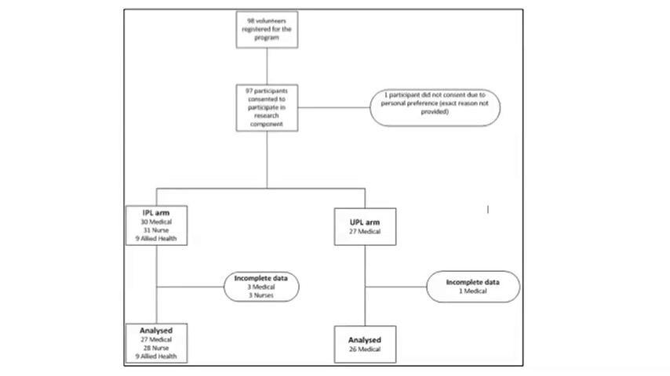Then we divided them into 2 arms. So there's an interprofessional arm where they have 30 medical staff, 31 nurses, and 9 allied health throughout the program. And then we have the uniprofessional arm where it's just doctors going through the program. And then participants on both arms complete both of the research test tools.